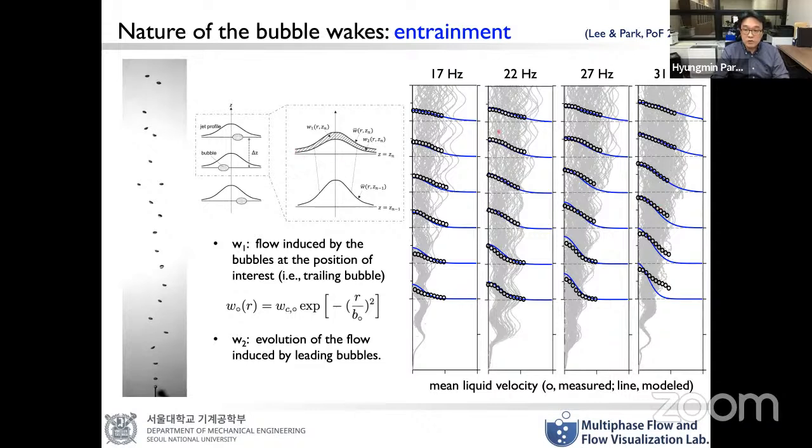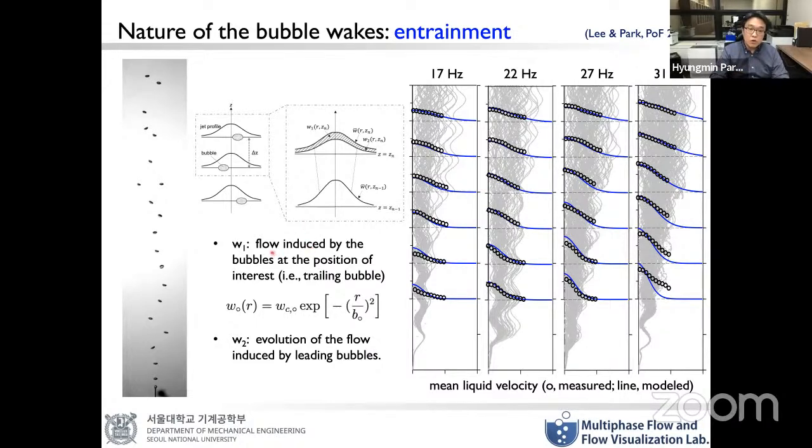On the right, you can see our measurement. Here, the symbols are the measured vertical liquid velocity, which shows a very similar trend to the typical single-phase jet flow. Our focus was to model the liquid flow velocity induced by this bubble chain.